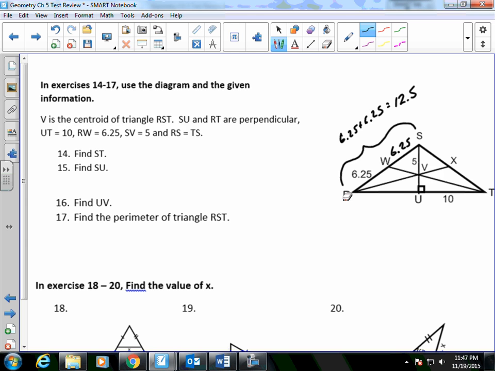And so if RS is 12.5 and it tells us that RS is equal to TS, and TS is the same thing as ST, it doesn't matter what order they're in, it's still the same segment, whether we look at it as T to S or S to T. So if we're trying to find S to T, it should be the same length as RS, which in this case is going to be 12.5.